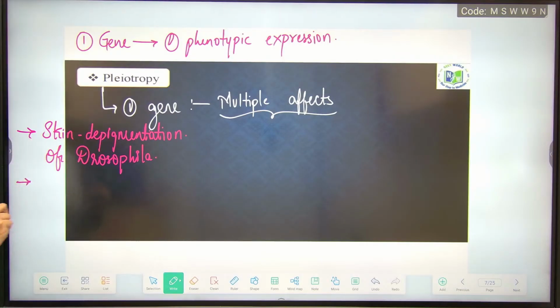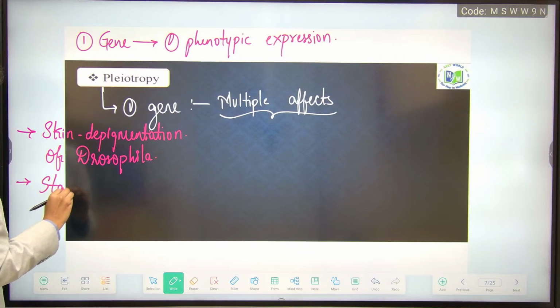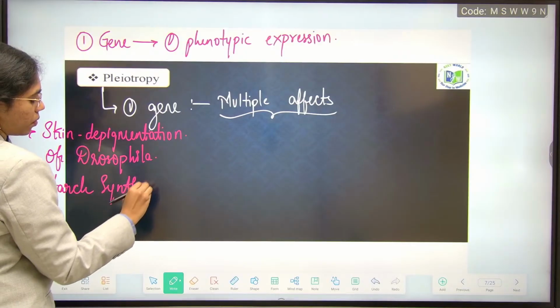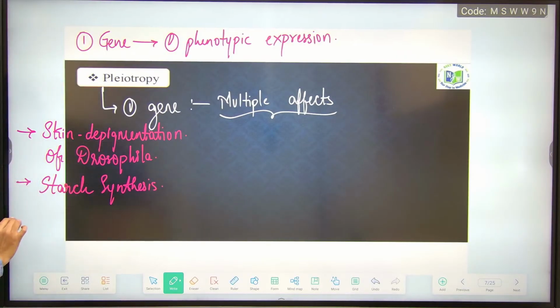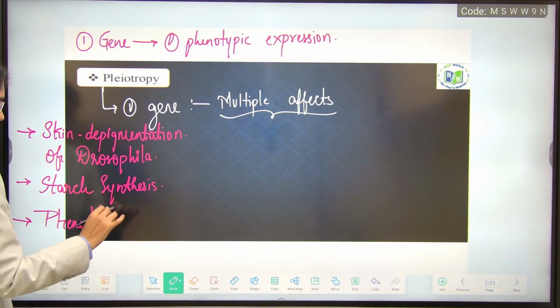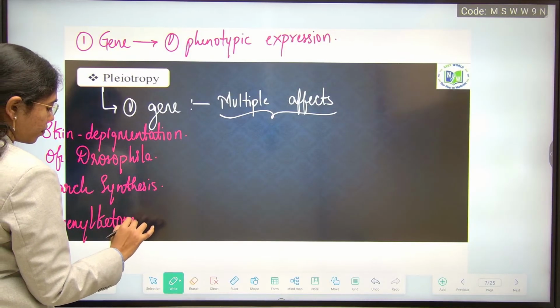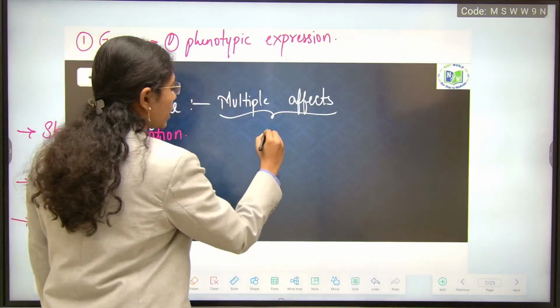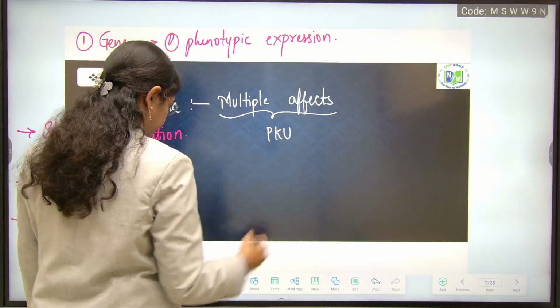So what is skin depigmentation followed by? Phenylketonuria, this disease is what you need to remember. It is autosomal recessive. Phenylketonuria, how does this disease occur?